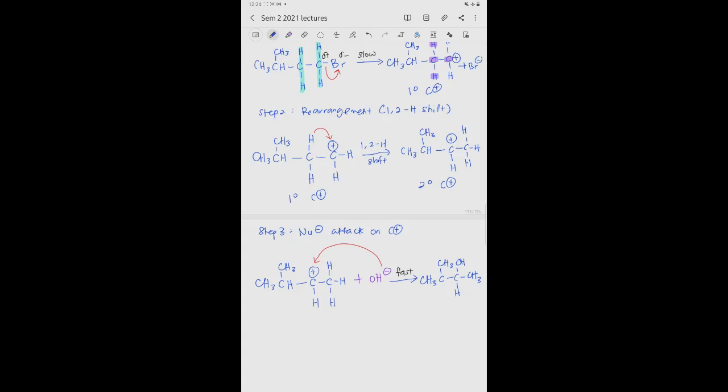Okay, so we have the major product, which is 3-methyl-2-butanol, as the major product of this reaction.